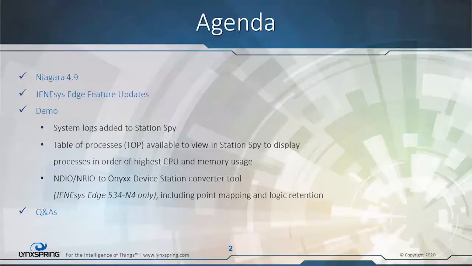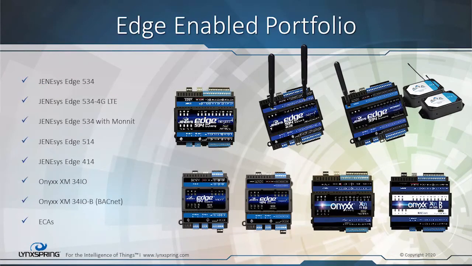So today, we're going to be covering a few topics. As noted here, we're going to be covering updates concerning Niagara 4.9 on our Genesis Edge portfolio, some new specific Edge updates that we have created. Jason is going to be demoing 3 distinct updates that we've just recently added to the portfolio. And then, as you can see, we're going to take question and answers. So let's begin. Let's get started.